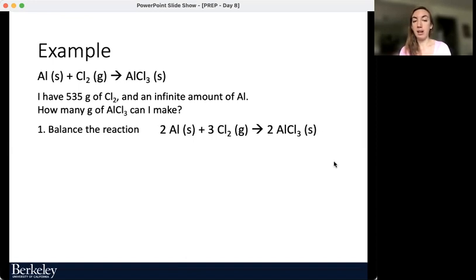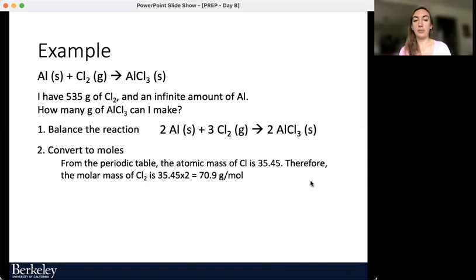So I want to know how much AlCl3 can I make if I use up 535 grams of Cl2. So the first thing I'm going to do is convert to moles. From the periodic table, I know that the atomic mass of 1 atom of chlorine is 35.45. So the molar mass of Cl2 is 70.9 grams per mole. And then I can just convert my 535 grams of Cl2 to moles using that molar mass. And so I'm starting with 7.55 moles of Cl2.